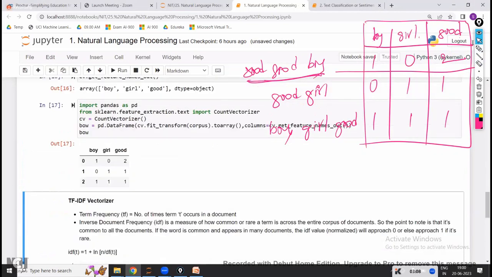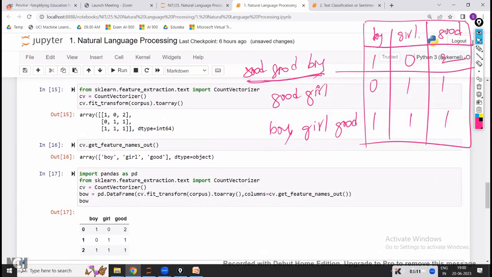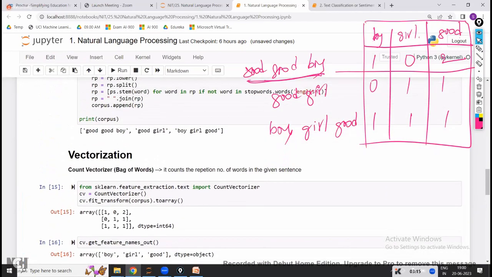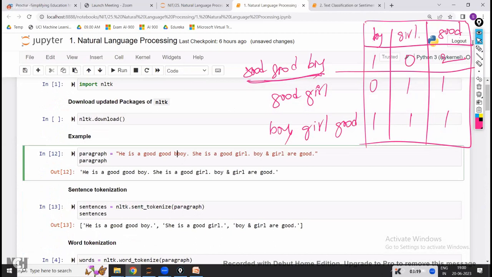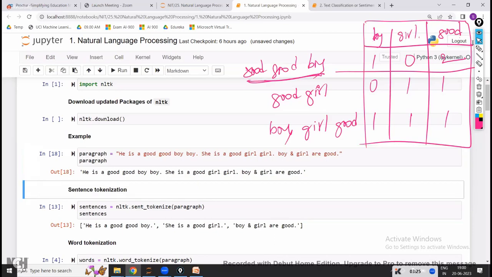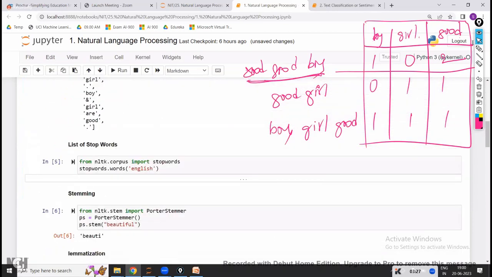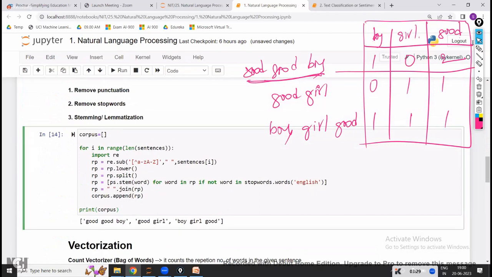Is that clear? Why did you get 102? Because 2 goods are there. For example, sir, if I'm having a third one, let us take good, boy, and girl also, something I'm writing like this. After cleaning, whatever output you are going to get is important, not the original. In the original, dots will be there, apostrophe s will be there, so many things will be there. Those should not be considered.